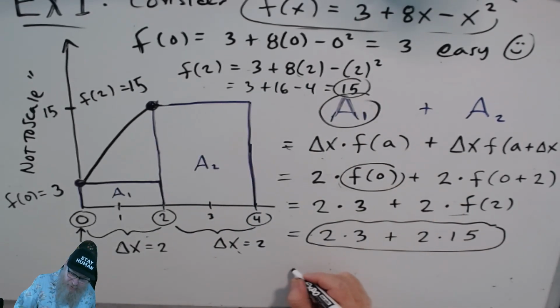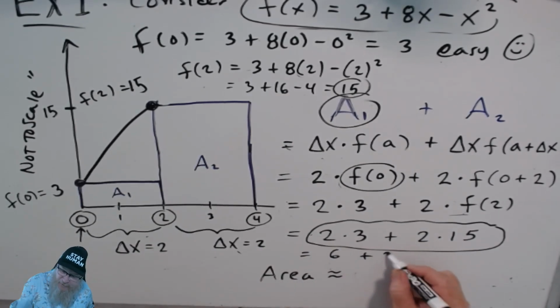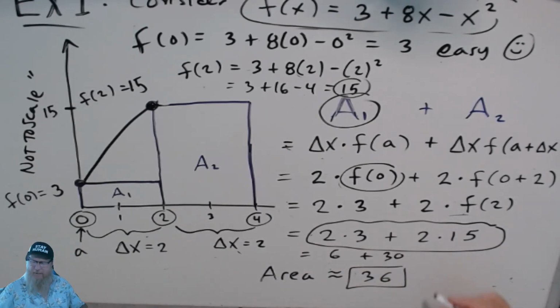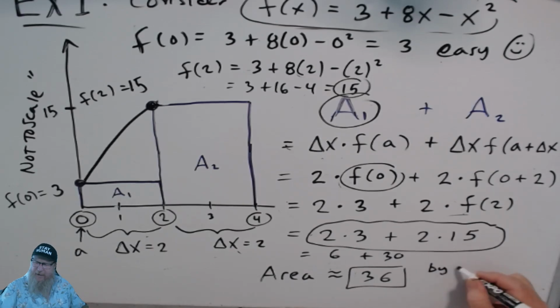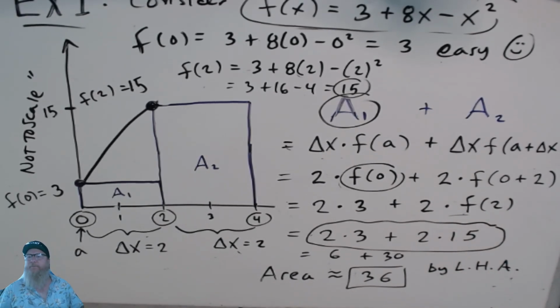And so our first approximation is 6 plus 30. So we would say the area is approximately 36 by left-hand approximation, LHA.